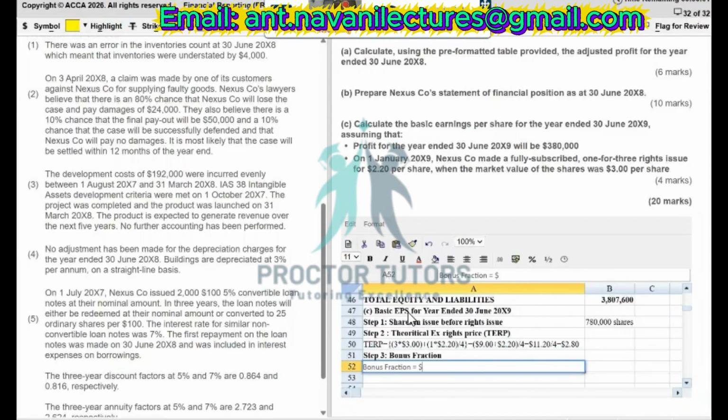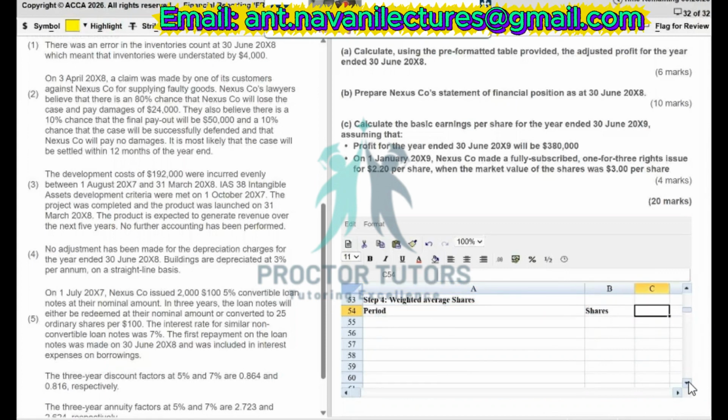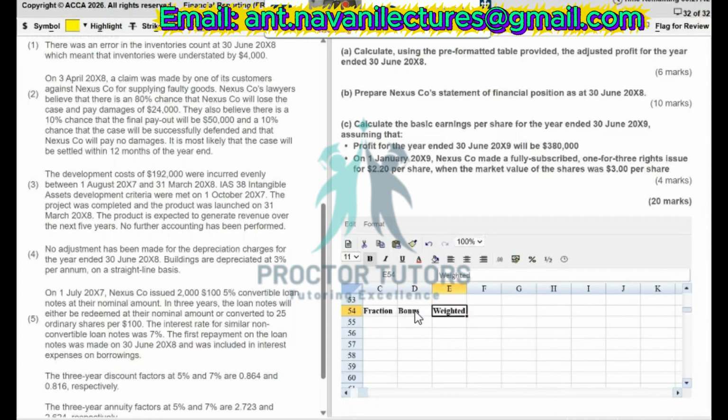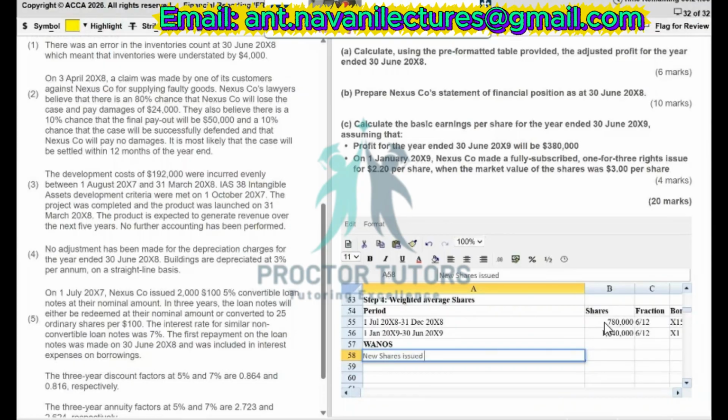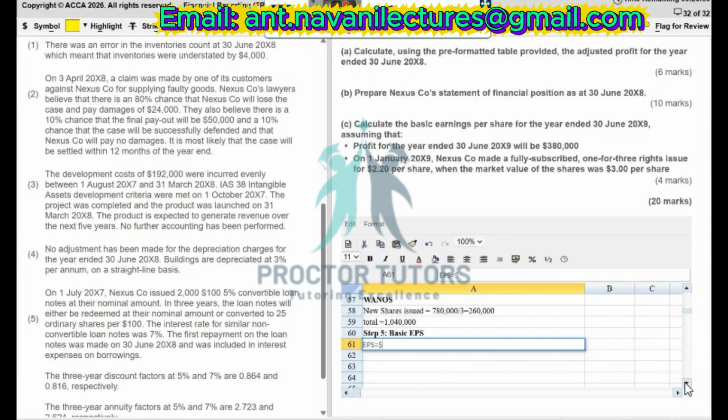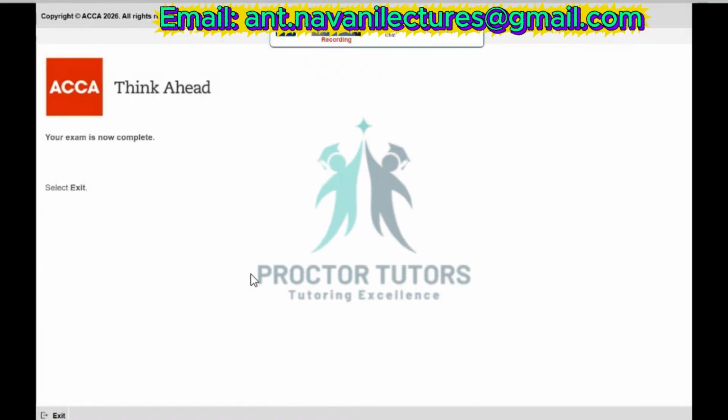So, if you're preparing for FR, focus on consolidations, understand the key accounting standards, learn how to explain ratios properly, and practice as many past questions as possible. Stay consistent, trust the process, and remember that passing FR is not about being a genius. It's about understanding the rules, applying them correctly, and getting enough practice before exam day.